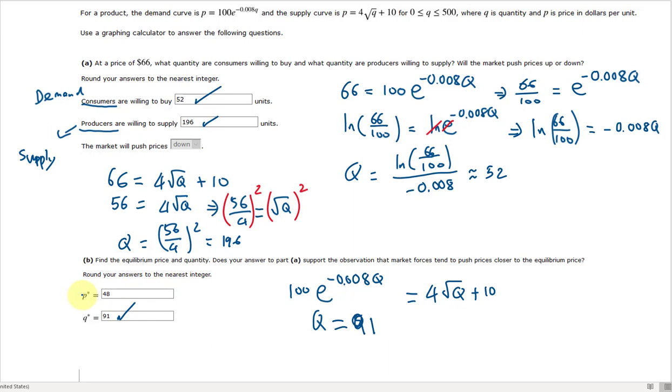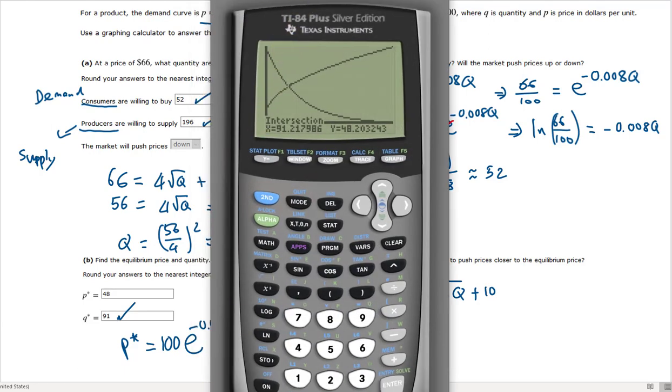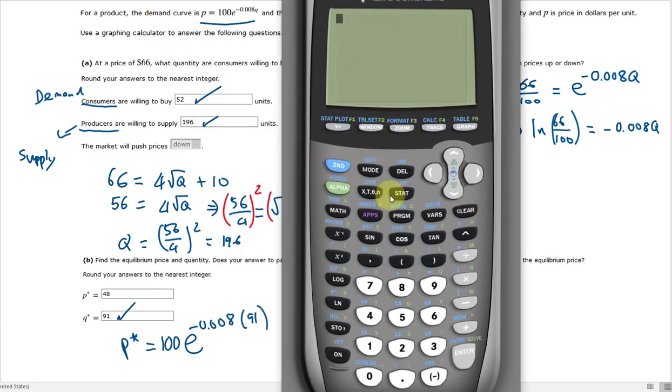And how do I find p star? Well, we can use either of the two equations to find p. Let's just use the first equation. To find p star, we plug in q star to the given equation: e to the minus 0.008 q, and q here is 91. So let's see what we get here.